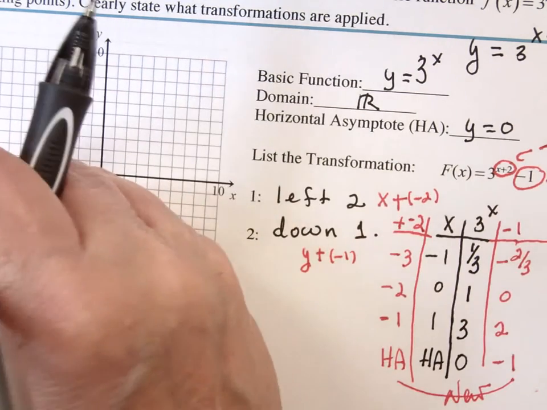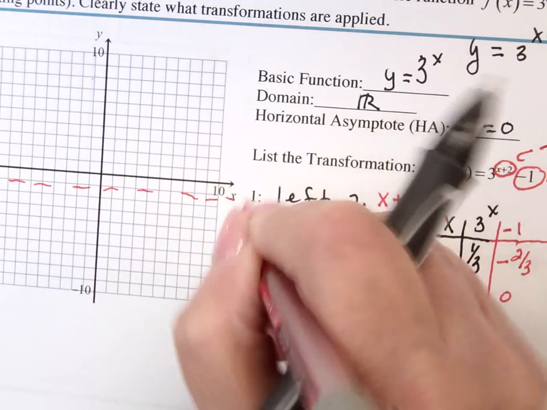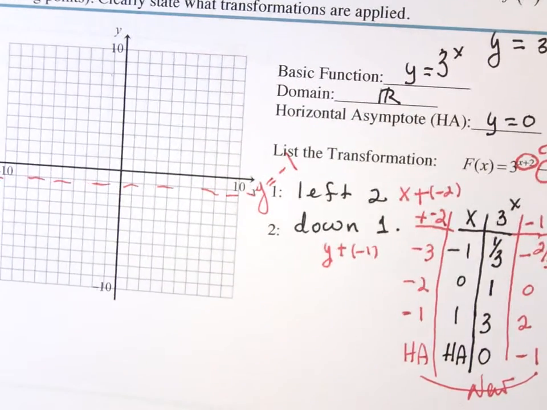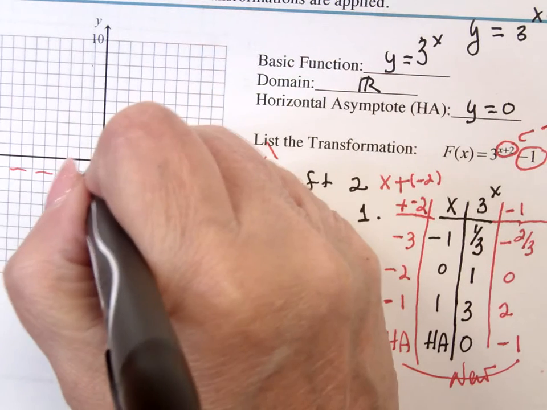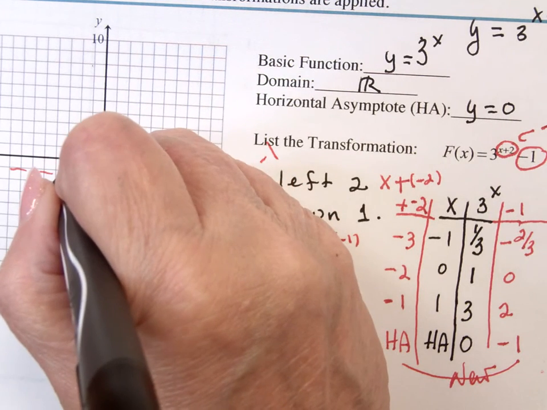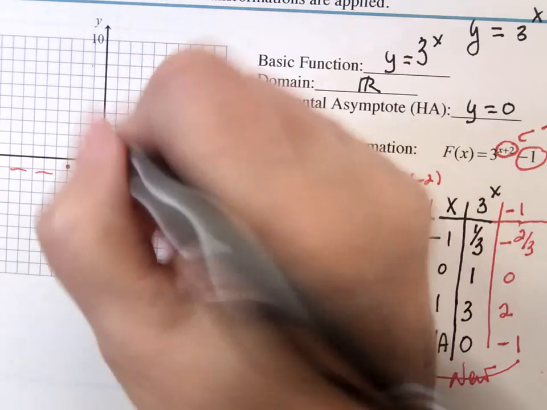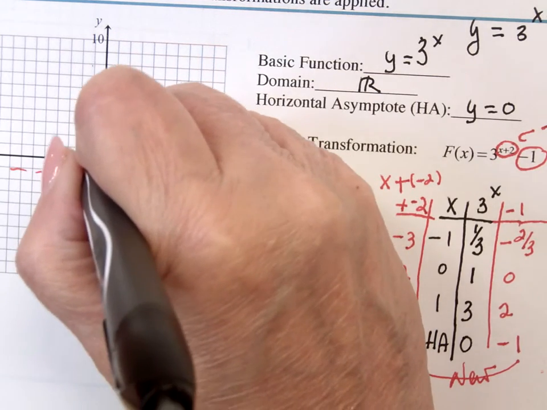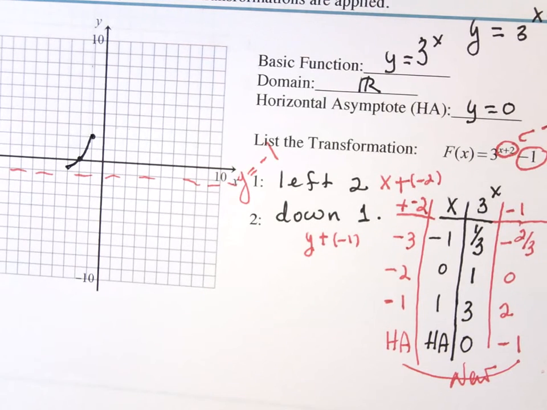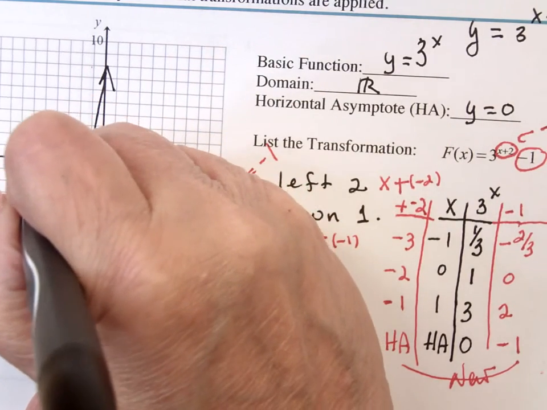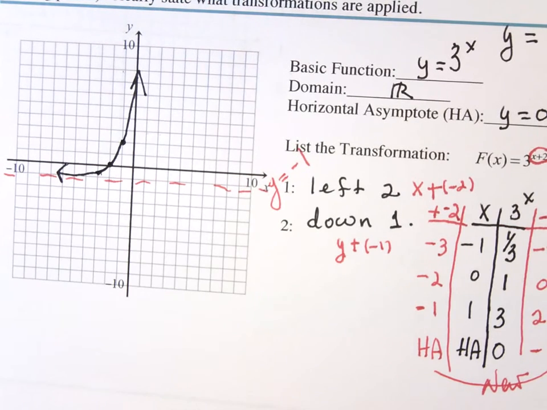First thing I do is I put in my HA. Negative 3, negative 2/3. Negative 2, 0. Negative 1, 2. Now there's your bend. That's the important part of that graph. Now it goes out and up, and this goes toward the HA, and that's your transformation. That's what it looks like. Does that make sense? No, yes? Maybe? Hopefully?